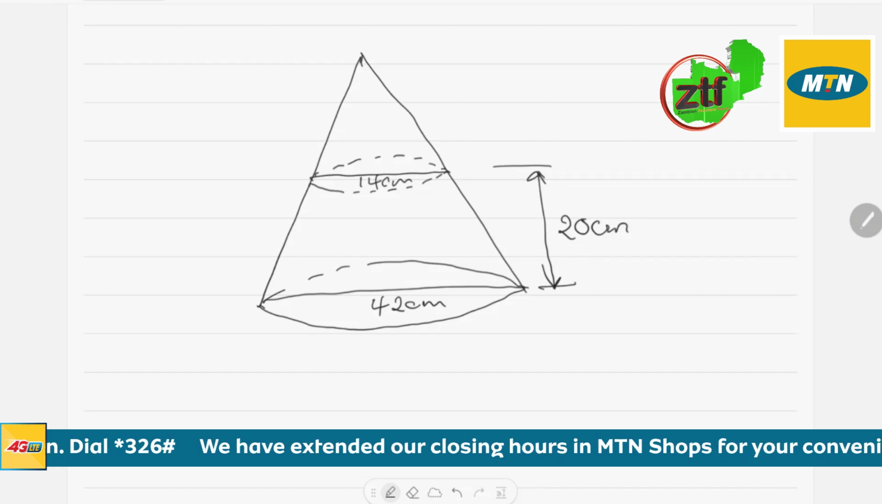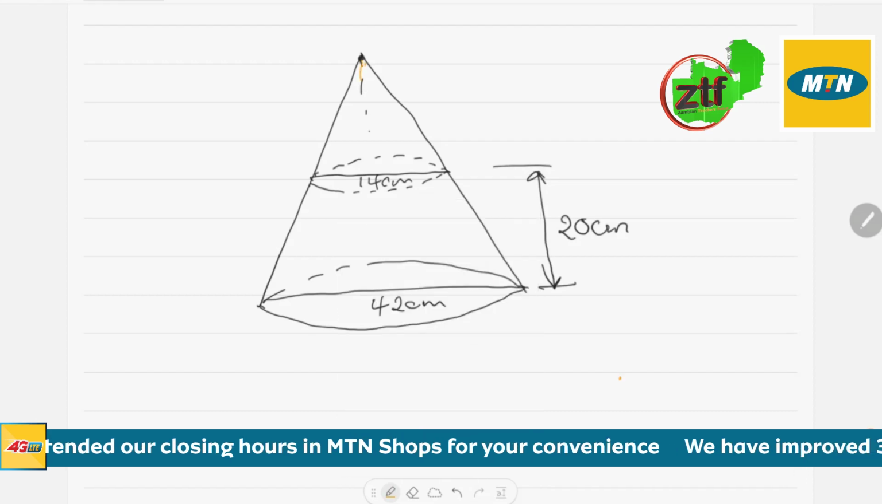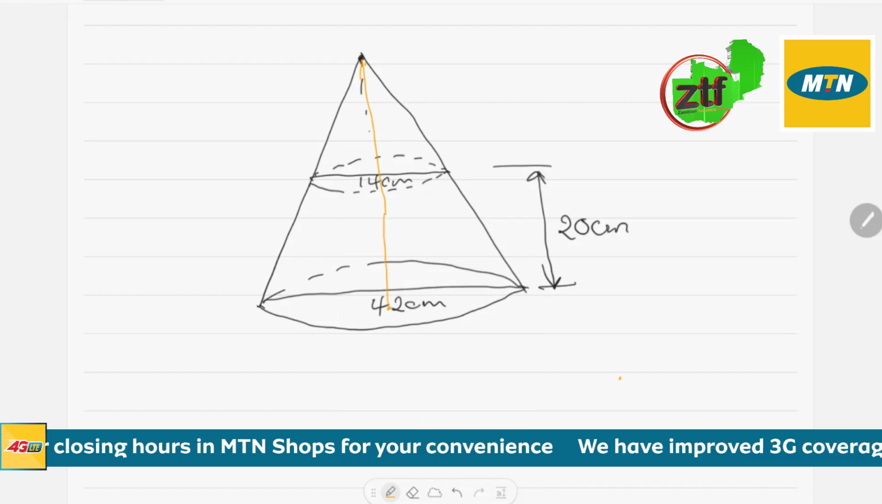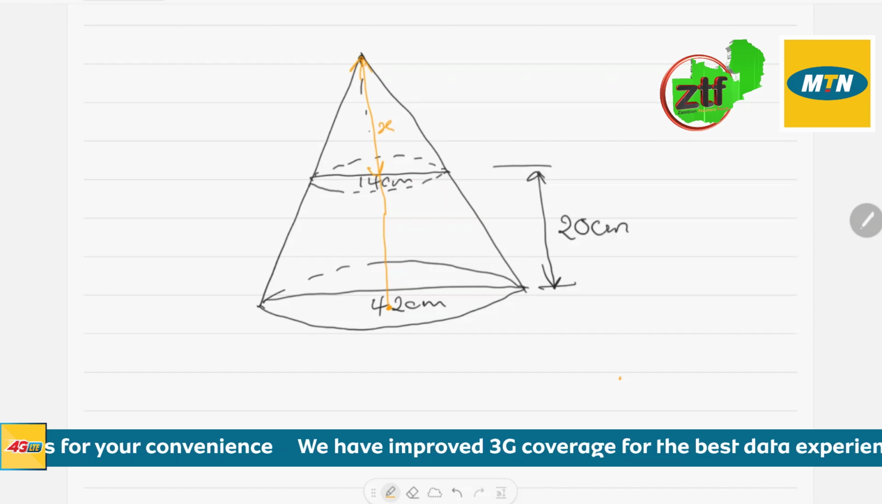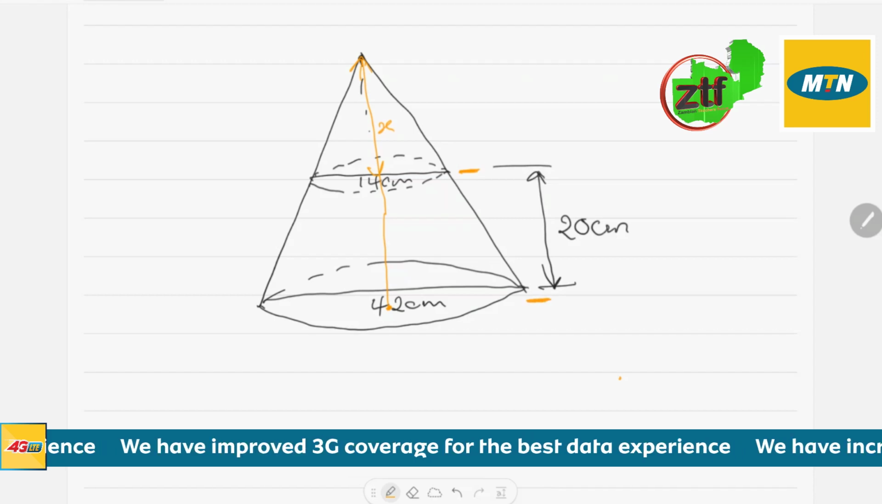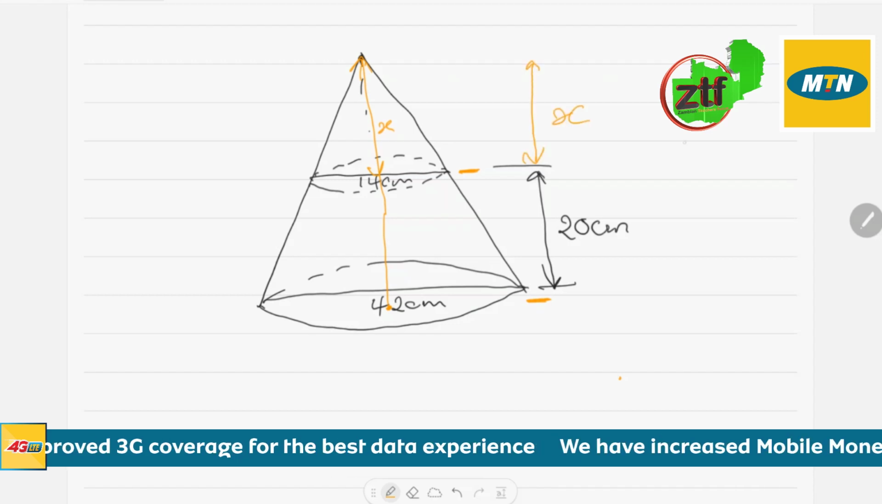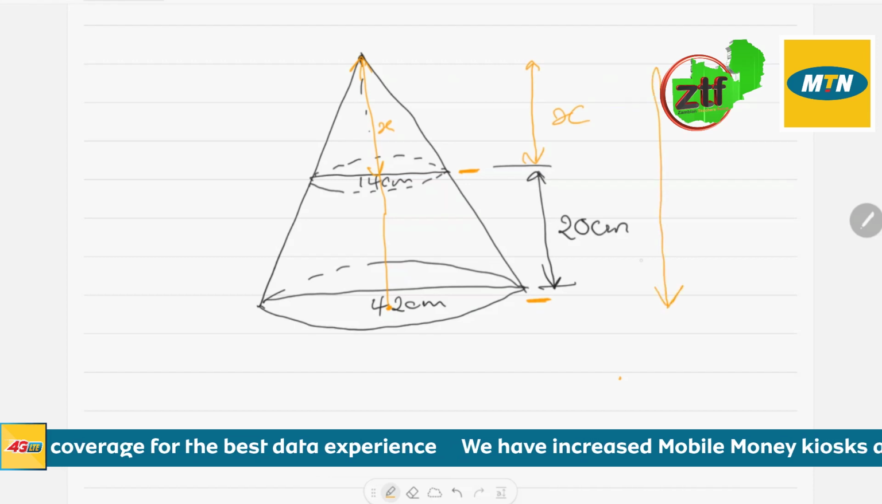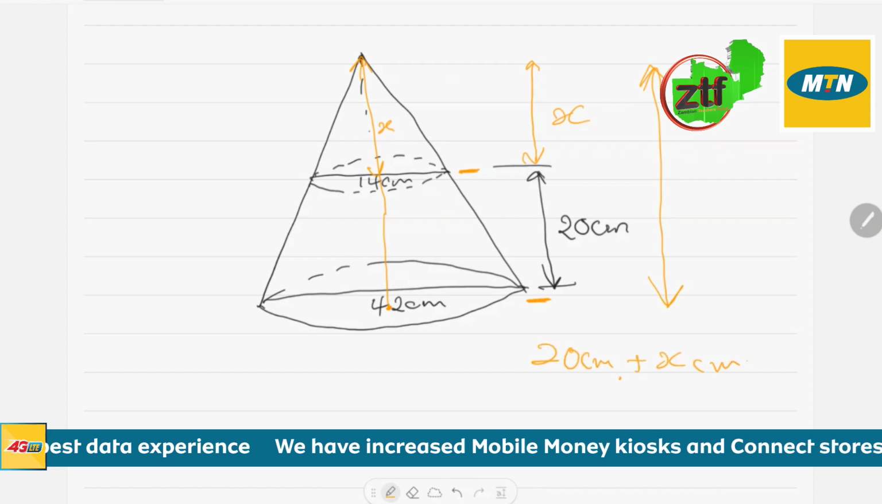Then from the apex of the cone to the center of the cone at the base there, we have the distance from here to the apex. Let's call it x. We don't know it. We only know the distance from that point to that point, which is 20 centimeters. So the total distance of the full cone will be 20 centimeters plus x centimeters.